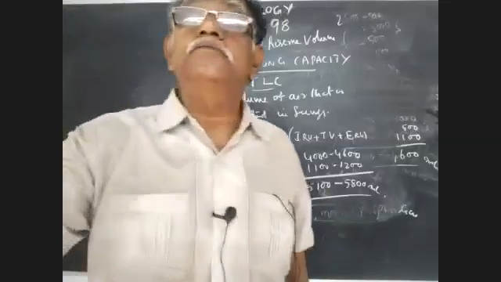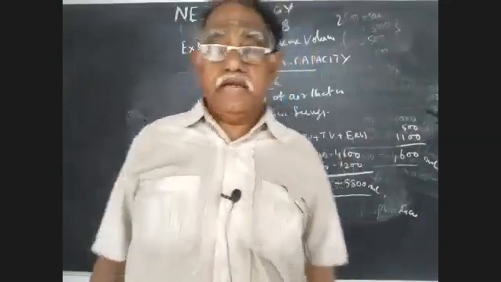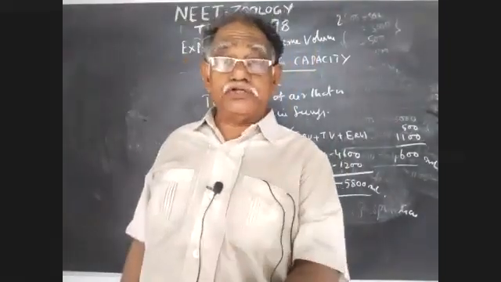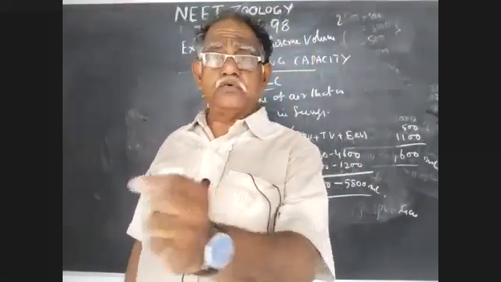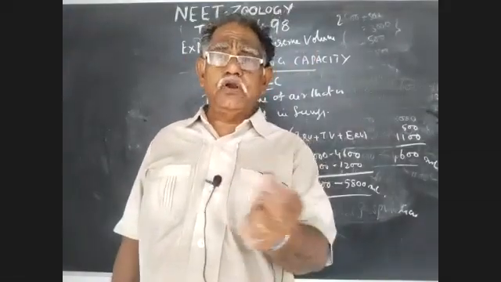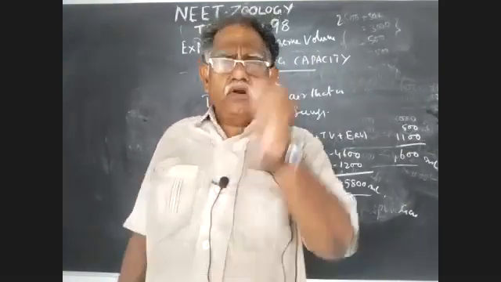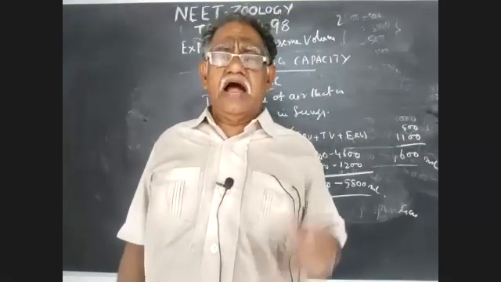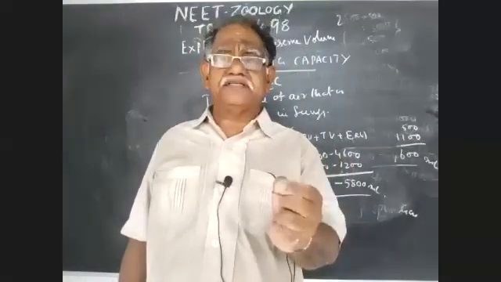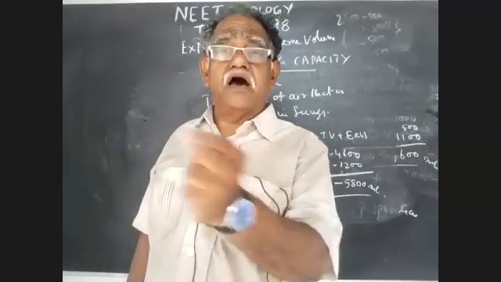Expiratory reserve volume, ERV, value is equal to 1000 to 1100. Residual volume, 1100 to 1200. Now remember these figures. And next, inspiratory capacity: TV plus IRV.